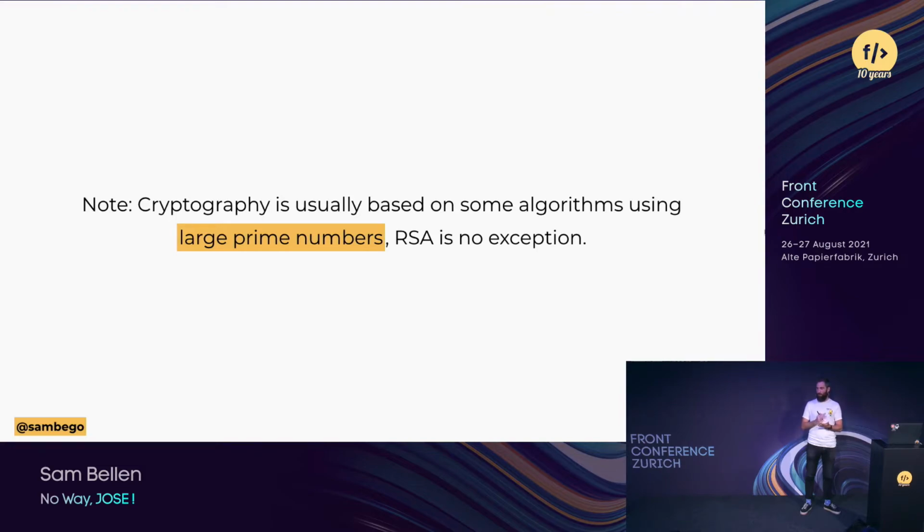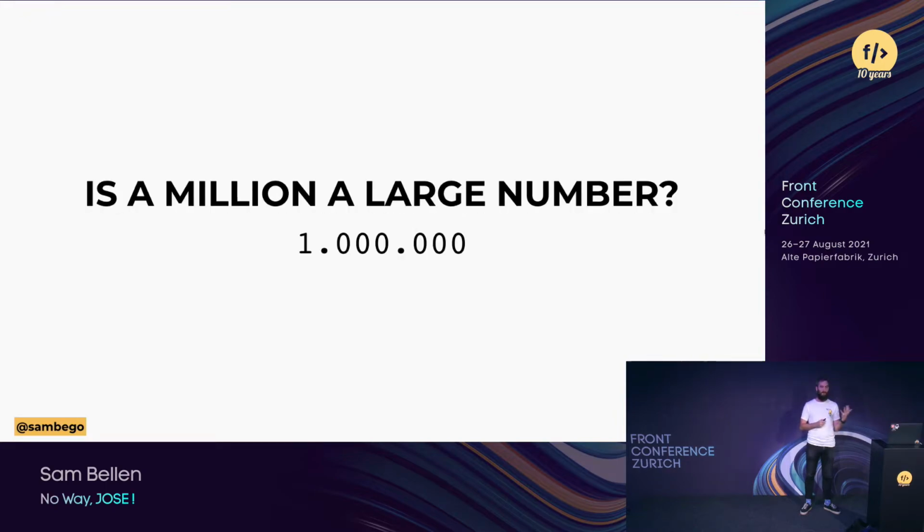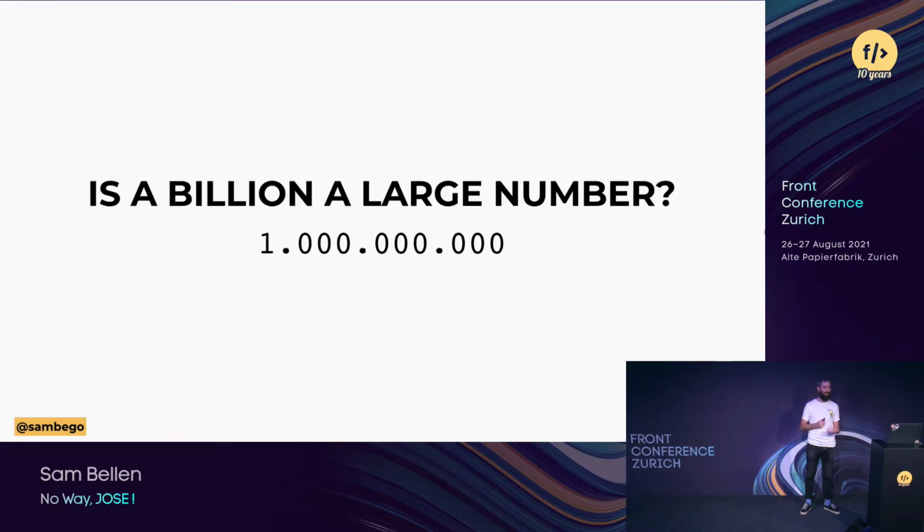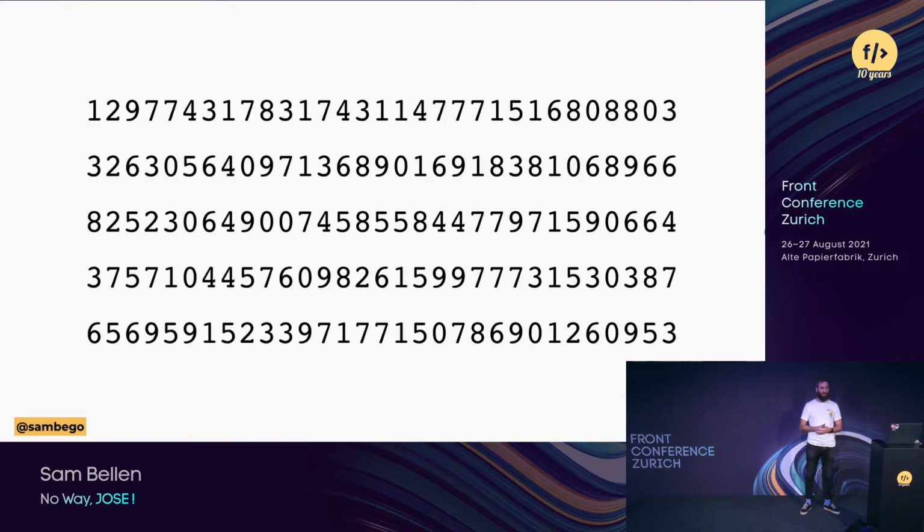A small note, cryptography is usually based on some algorithms using very, very large prime numbers. RSA is no exception. So is 1 million a large number? Is 1 billion a large number? No, this is a large number, where this is 1 million, and this is 1 billion, and I don't even know how to pronounce the actual number. But you're dealing with numbers which have 150, 300 digits easily, and they're all prime numbers, so they're quite hard to compute, which also means that it's quite hard to crack encryption or signatures. That's why they're so secure.